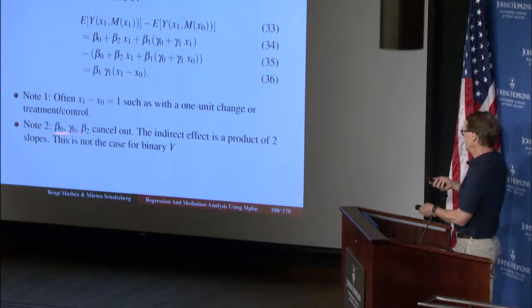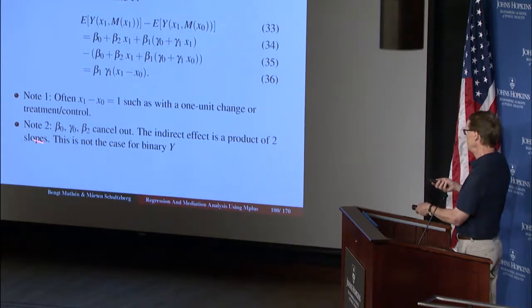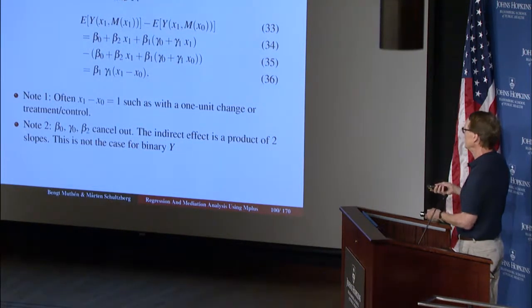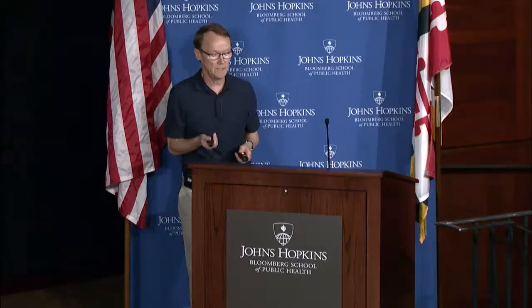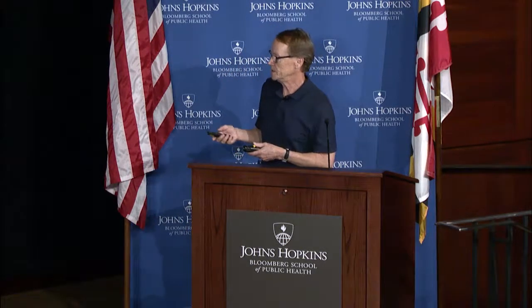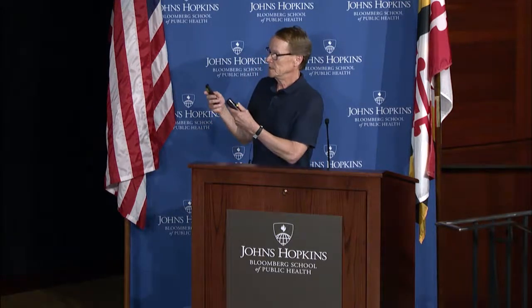So terms cancel out, and the indirect effect, as usual, is the product of two slopes in the simple case of no interaction and continuous m and y. This does not hold for binary y, but now we know how to handle the general case, because we have gotten general knowledge that is always applicable.